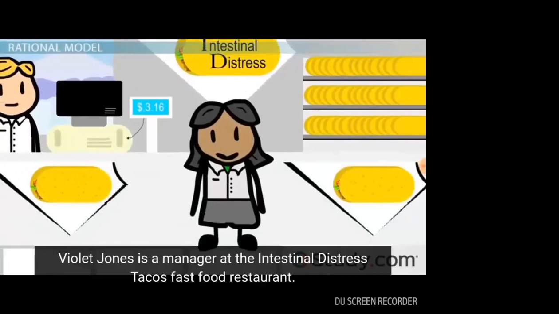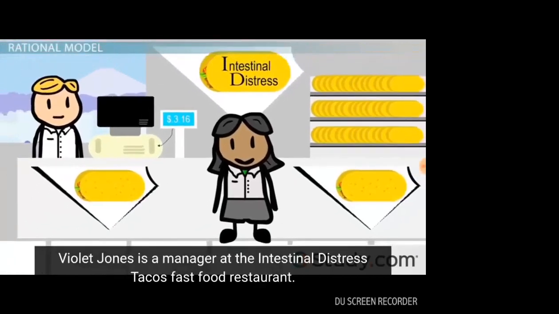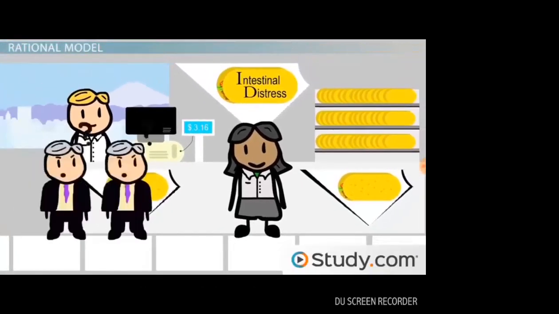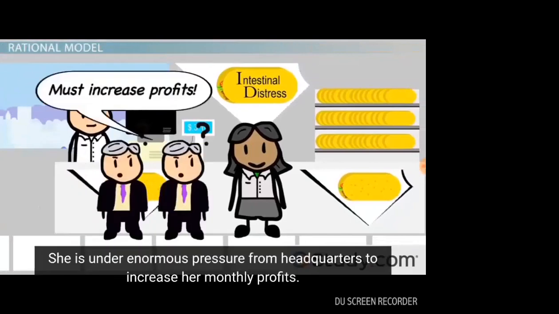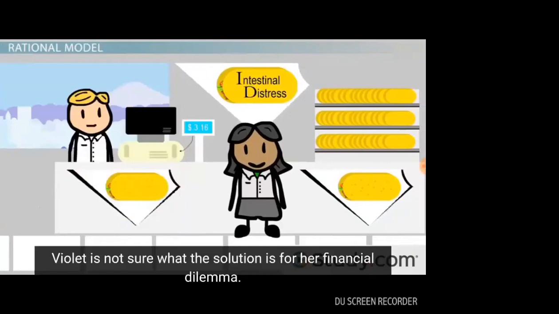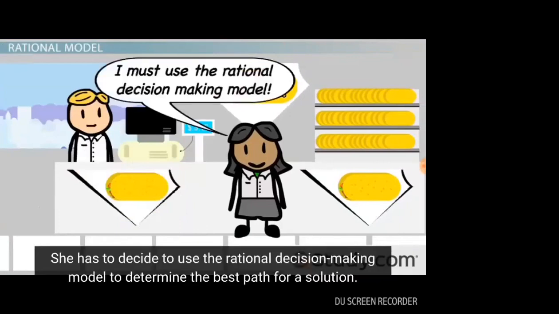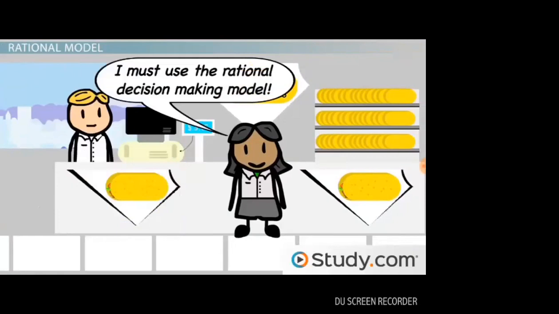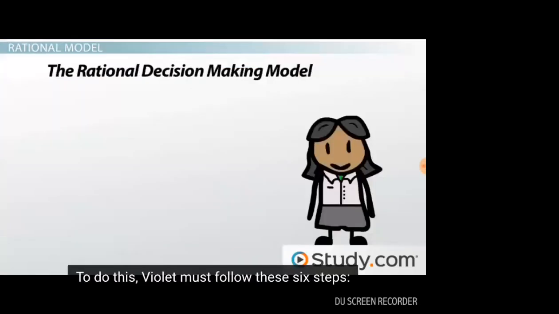Violet Jones is a manager at the Intestinal Distress Taco fast food restaurant. She is under enormous pressure from headquarters to increase her monthly profit. Violet is not sure what the solution is for her financial dilemma. She has decided to use the rational decision-making model to determine the best path for a solution. To do this, Violet must follow these 6 steps.